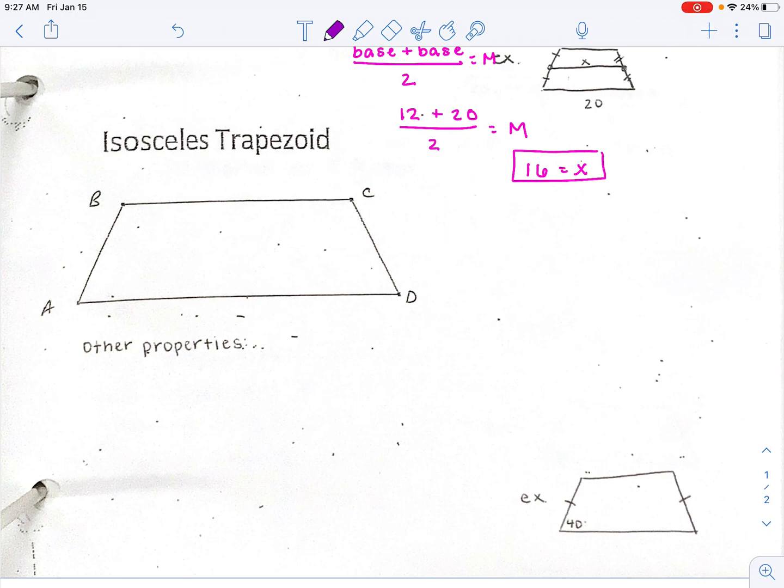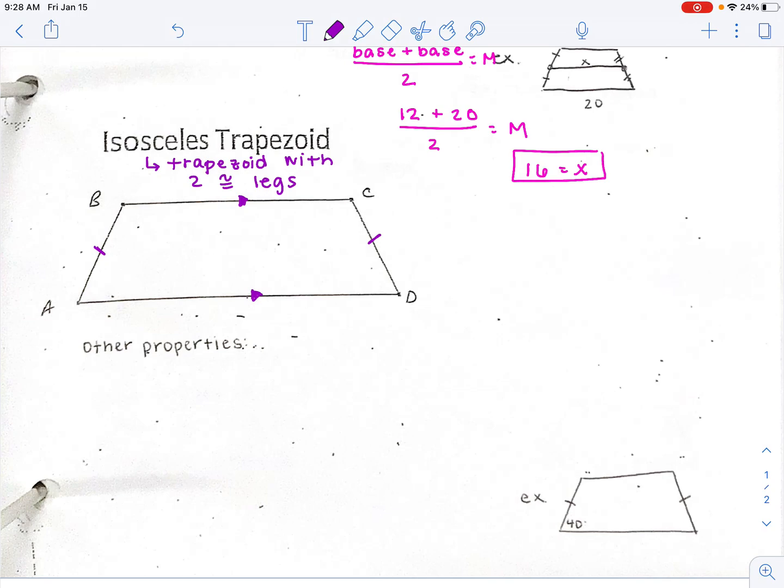All right, we also have what we call an isosceles trapezoid. This is a special type of trapezoid. It is a trapezoid with two congruent legs. So the legs are going to be equal here. I can say that AB is the same length as CD. It's still a trapezoid, so we still know that base BC is going to be parallel with AD. That won't change.